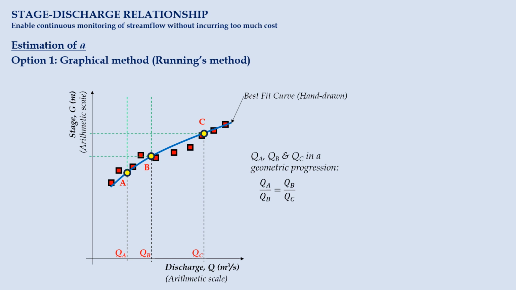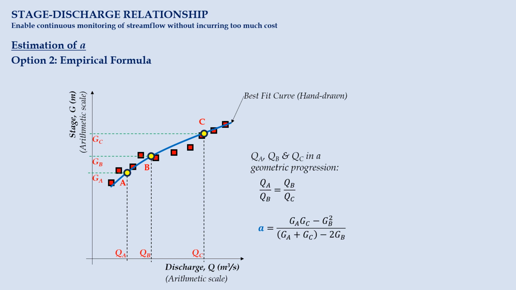The first option is by using Running's method. Vertical lines are projected from point A and B, while horizontal lines are drawn from point B and C. Next, we identify the intersection points D and E. After joining points A, B, and D, E with two straight lines, we are expected to see an intersection point F. Value of stage associated with point F would be the value of A.